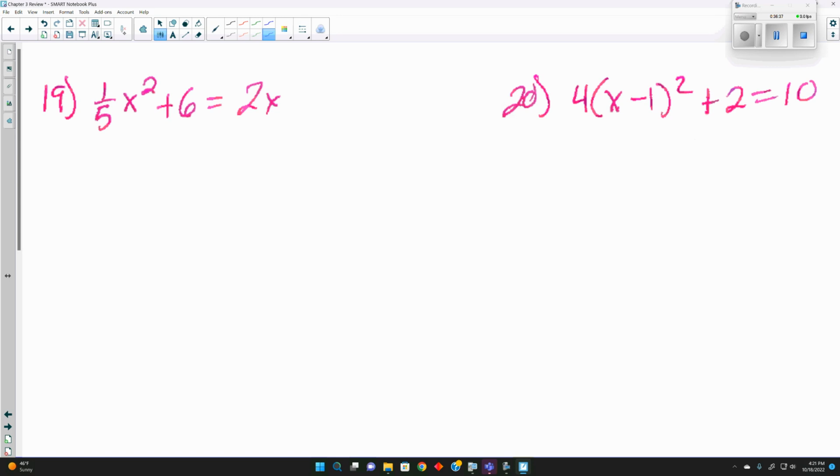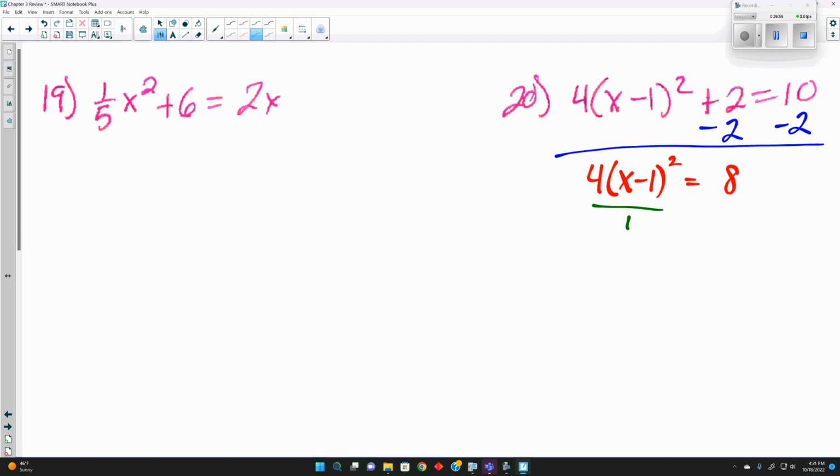Let's look at the next one, 4 times x minus 1 squared plus 2. Well, we already have a set of parentheses squared. So what we can do with this here is use the square root method. And the square root method says that we get the set of parentheses squared by itself first. So the first thing we can do is subtract 2 from both sides. Now the set of parentheses squared is not by itself yet, so we can divide both sides by 4, telling us that x minus 1 squared is equal to 2.